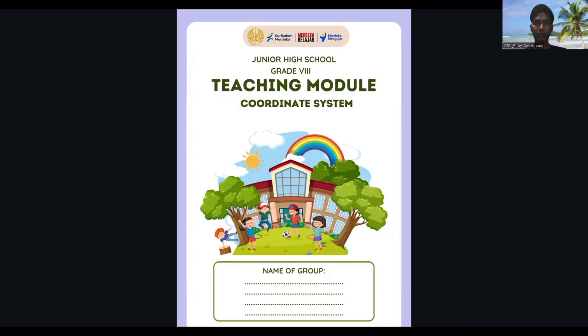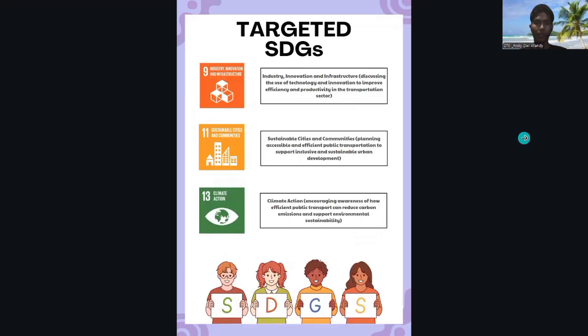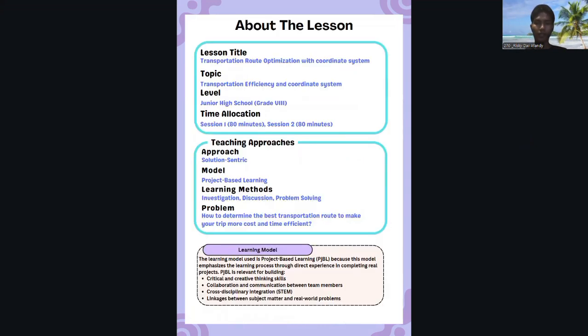So here is my teaching module on the coordinate system. The SDGs are number 9, 11, and 13, which are industry, innovation and infrastructure, sustainable cities and communities, and also climate action. So the lesson title is transportation route optimization with the coordinate system. The topic is efficiency and the coordinate system. The level is junior high school, grade 8.